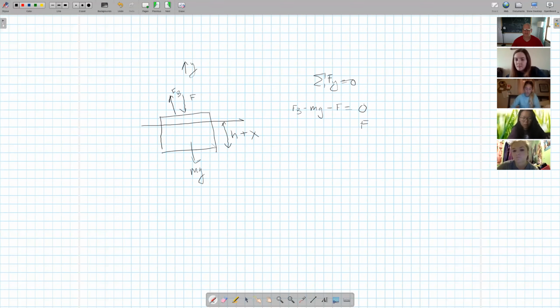So we're just going to add F to both sides. F then is going to be the buoyant force minus the weight. Now the buoyant force is basically the same, except now it's the density times the volume again, but the volume of the fluid has increased, because now it's rho times A times H plus X, since this is increased by that amount, times g, minus mg, is all equal to F.